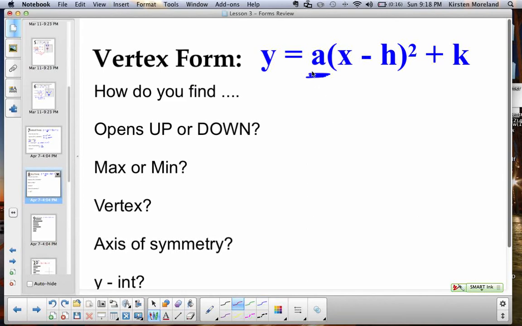I'm using the same color for everything. It goes back to the a value. If the a is bigger than 0, meaning it's positive, it opens up. If the a value is less than 0, meaning it's negative, it opens down. Again, if it opens down, it's a max. If it opens up, it's a minimum. We know that from last chapter.